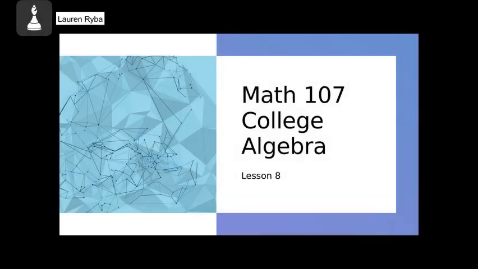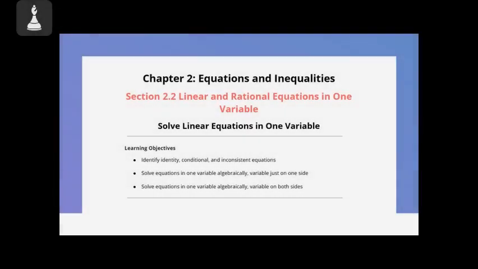This is the lecture for lesson 8. The first part of this lecture is going to talk about solving linear equations with one variable. So we will talk about identity, conditional, and inconsistent equations. We will then solve equations where a variable is on one side and when the variable is on both sides.